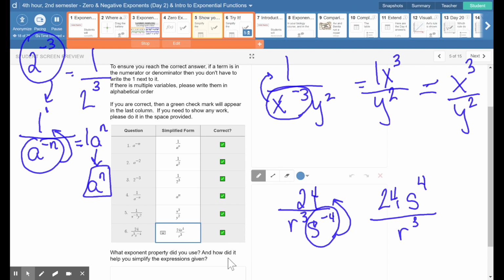Now what exponent property did you use? We used the negative exponent property. Negative exponent property says we're not allowed to have negative exponents, so we have to circle and move them. If they were in the numerator, we move them to the denominator and vice versa. Everything that has a positive exponent stays exactly in its location. So that's why we did not move the 24, and that is why we did not move the r to the third, because it was located in the denominator.